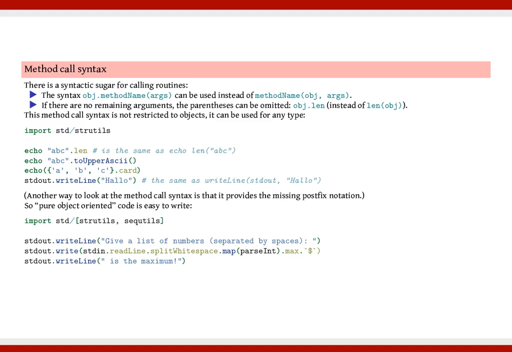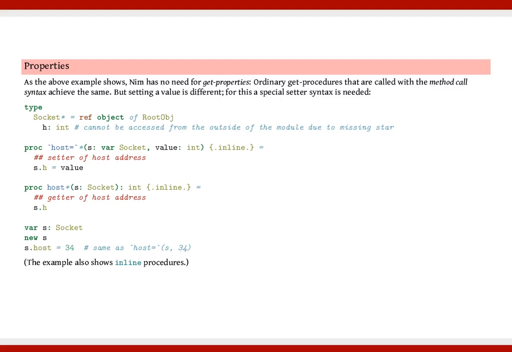Import std/strutils, sequtils. stdout.writeLine("Give a list of numbers, separated by spaces"). stdout.write(stdin.readLine.split.map(parseInt).max.$). stdout.writeLine(" is the maximum!")